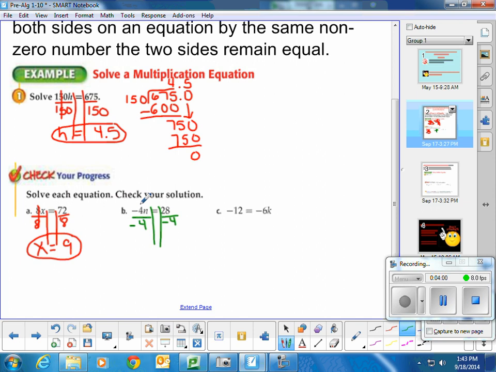So negative 4 divided by negative 4 is positive 1. 1 times n is just n. And then 28 divided by negative 4. You have one of each sign, so it's going to be negative 7.